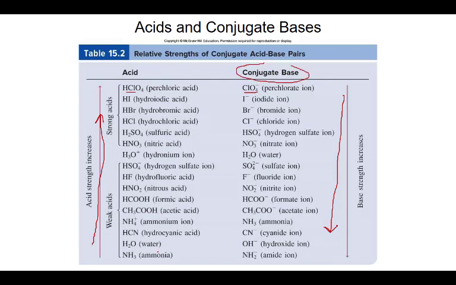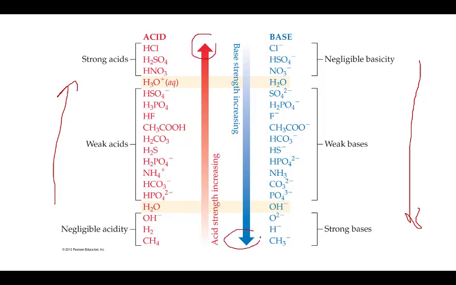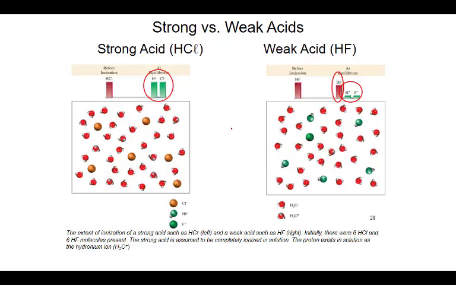If the acid is weak, its conjugate base will be strong, like OH. So this is inverse. This is the same thing in another diagram. The strength of the acid increases like this, and the strength of the base decreases this way. The red color shows the acid, and the blue color shows the base. So as the strength of the acid increases, the strength of the conjugate base decreases. Here is the same relationship in another example.